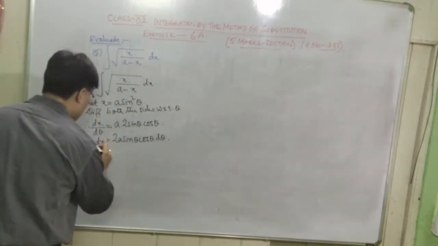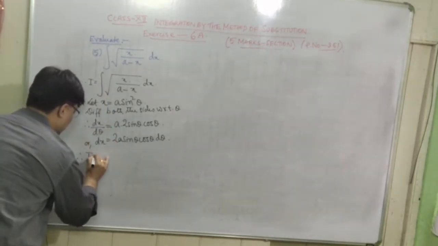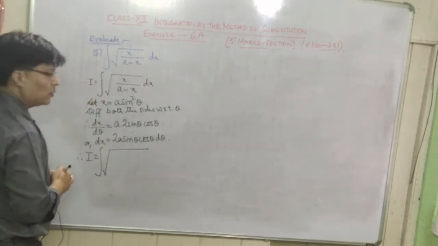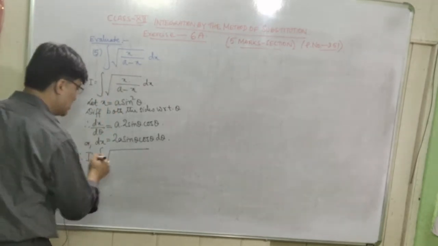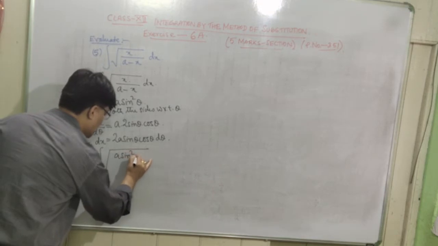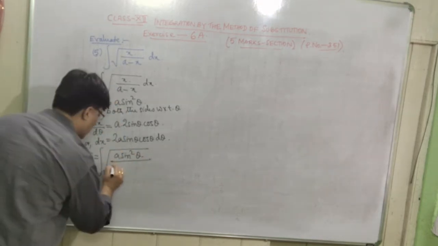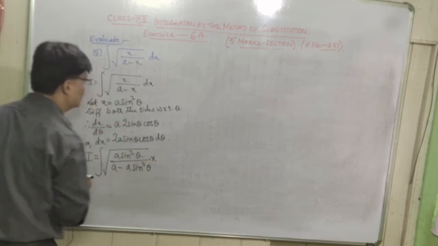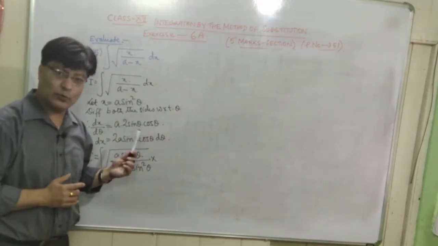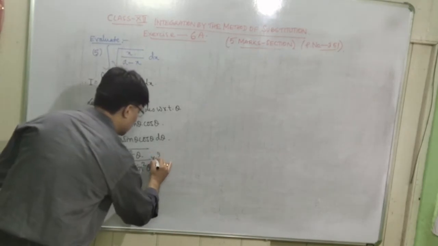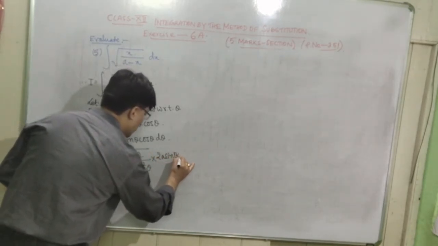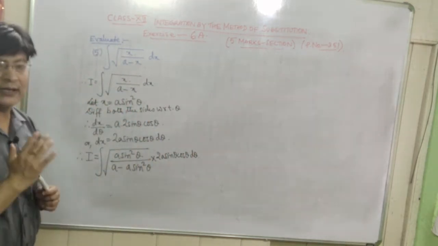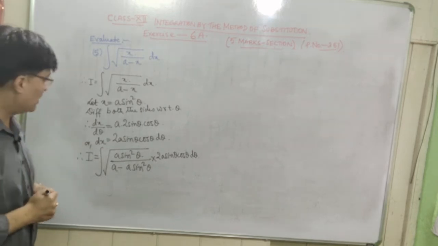Now let us put it in I. So now what is I here? I is equal to integral of square root, within the square root, what is the value for x? It is a sine square theta, divided by, in the denominator, a minus a sine square theta, into, and what is dx in this case? What is the value for dx? It is 2a sine theta cos theta d theta. Now let us simplify it.